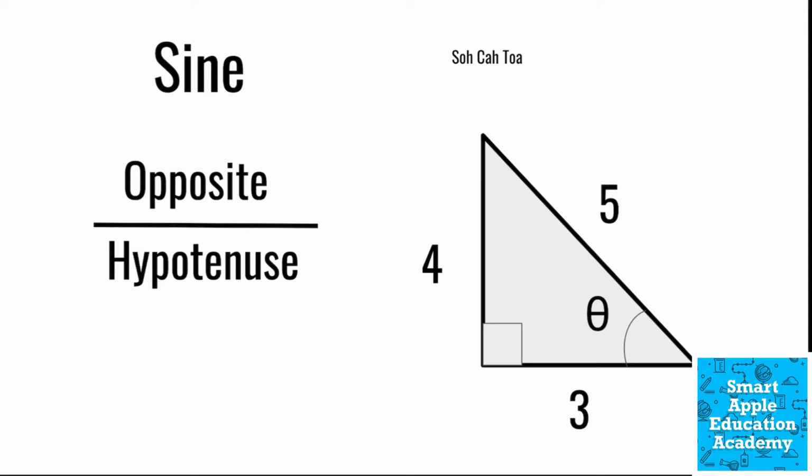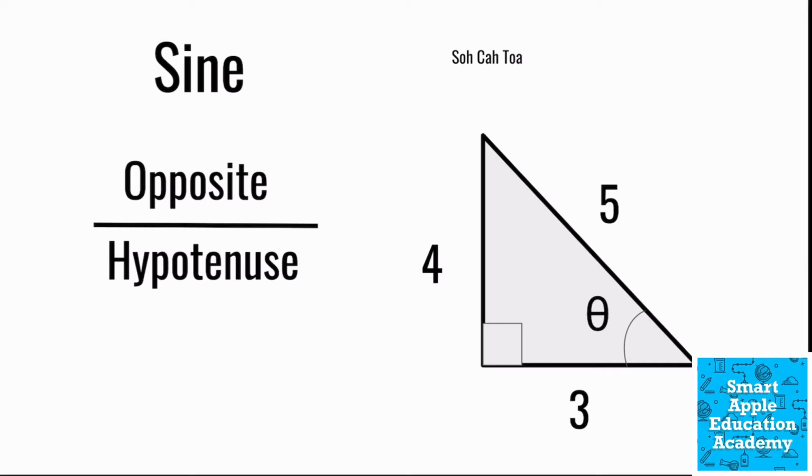Now let's look at the right side of the screen. You'll see that there is a right triangle there. There is a leg that is 4 units long. There is another leg that is 3 units long. There is a hypotenuse that is 5 units long, and there is an angle marked with theta. The symbol of theta represents the measure of the angle.